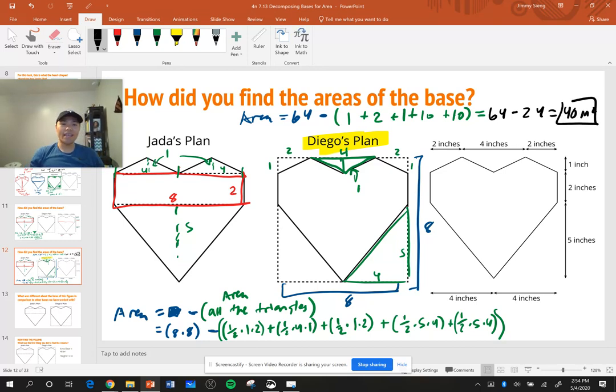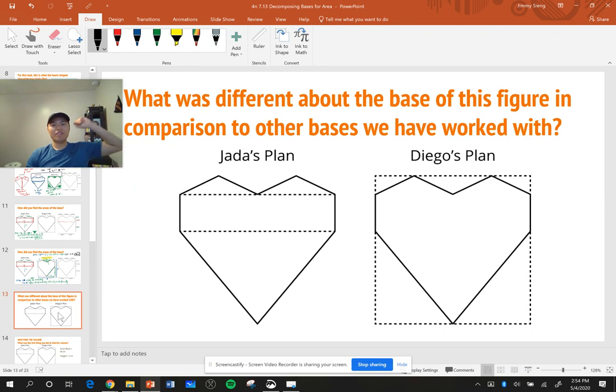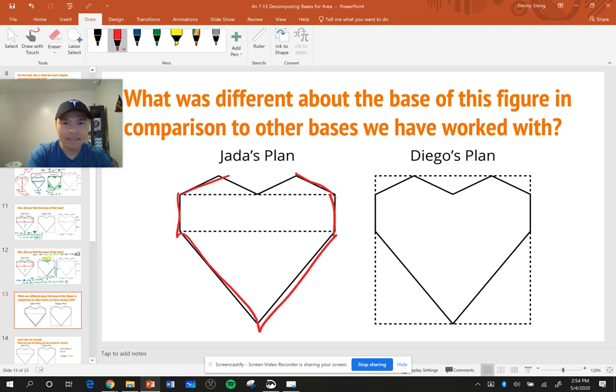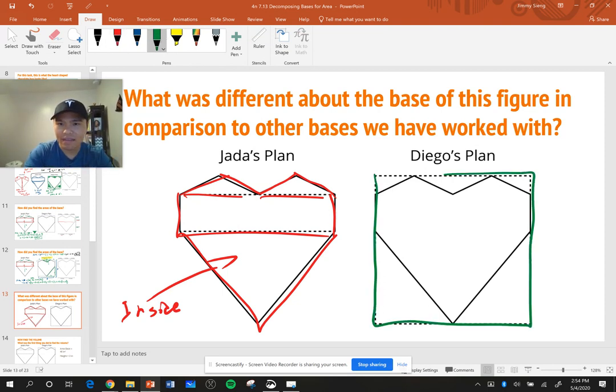So that is the same answer as Jada's plan, right? Except Diego tried to do this bigger square and then subtracted these little pieces to make the heart, right? So the question comes to is, what was the difference about the base of this figure in comparison to other bases we work with? So Jada, when we found Jada was all inside, right? Jada was inside. She did the inside. But Diego, he looked at the outside. Right? So those are the differences.